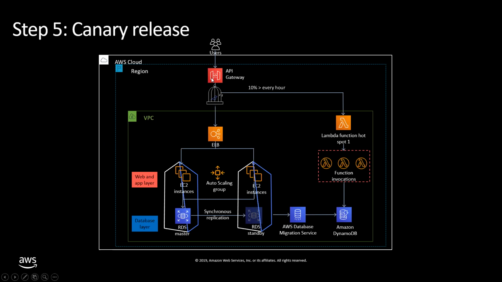And this is the reason that we deployed API Gateway to begin with. Not only did we want that granularity, but we wanted the ability to quickly do this canary deployment. So in this particular example, we've said we want to take 10% of our requests every hour and move 10% to our new function.